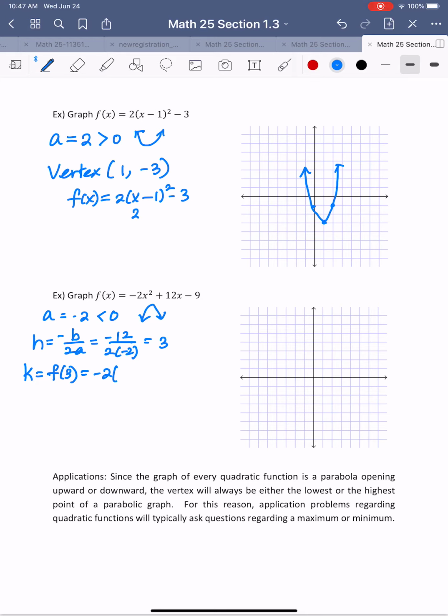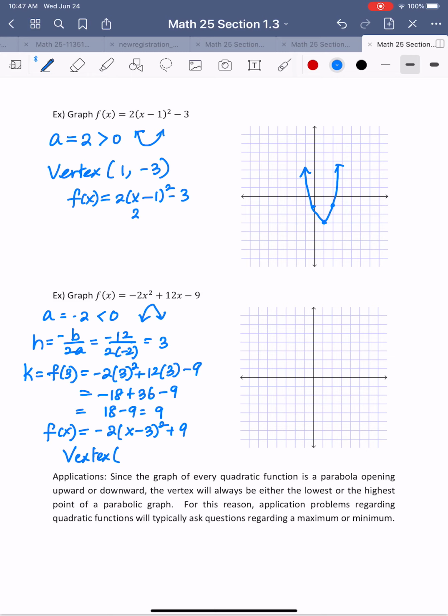So negative 2 times 3 squared plus 12 times 3 minus 9. So 9 times negative 2 is negative 18, plus 36 minus 9. This is actually the 18, right? So it's going to be a 9. If you write it in vertex form, negative 2 times (x minus h) squared plus 9. So the vertex is 3 and 9, which is 1, 2, 3, and 1, 2, 3, 4, 5, 6, 7, 8, 9, right here.